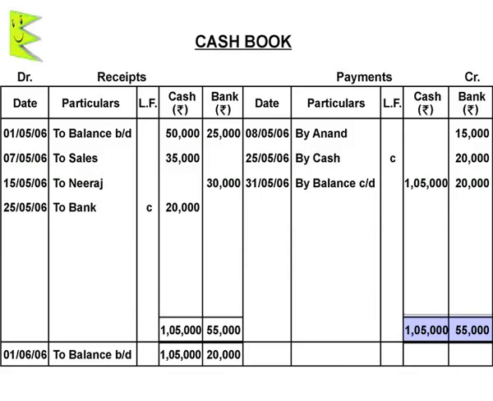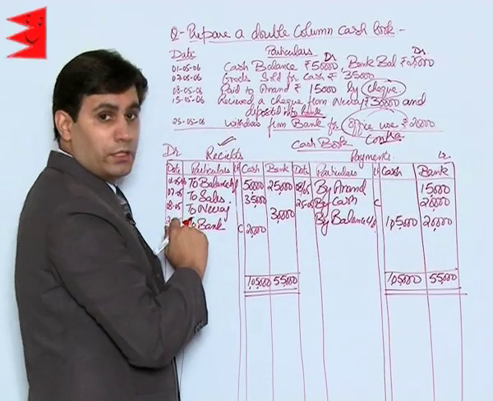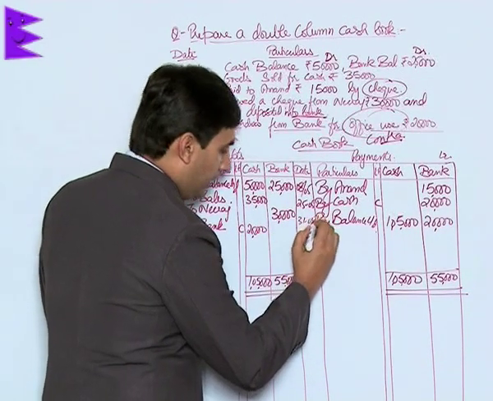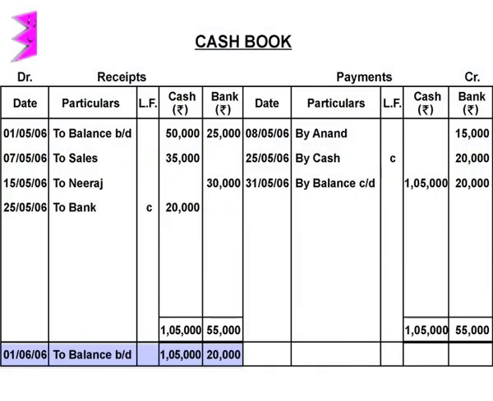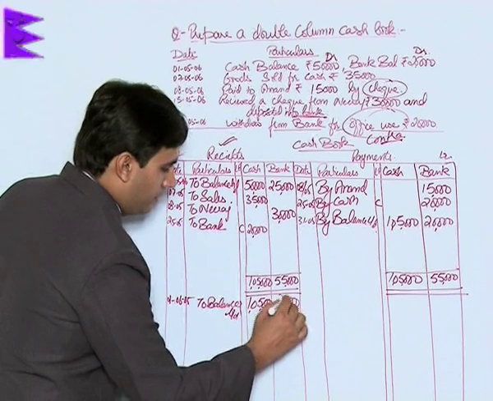Now again, since no date is given, we will assume that this is for the month of May only. So for the month of May, the last date is 31st May. Then in the beginning would be 1st June, and it would be to balance brought down, 1,05,000 and 20,000.